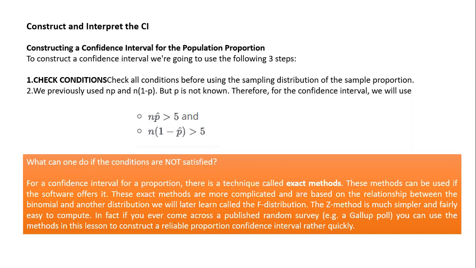So check all conditions before using the sampling distribution of the sample proportion. So the second step would be, we previously used np and n into 1 minus p, but p is not known.